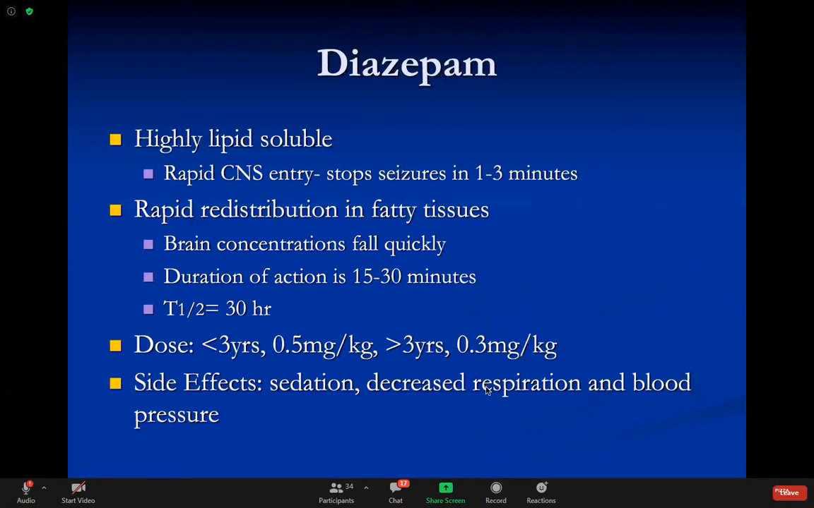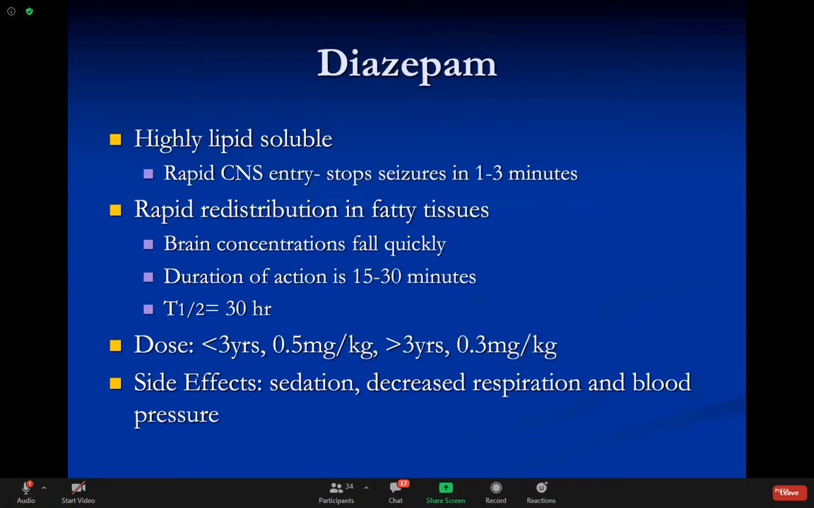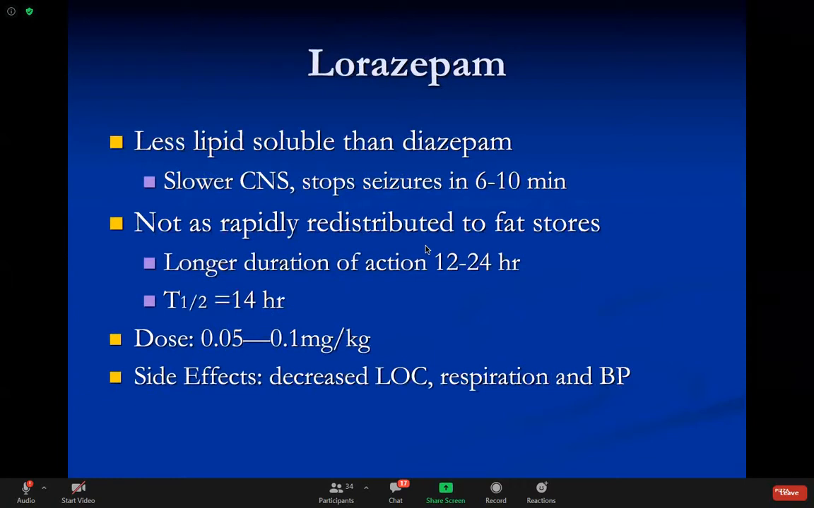The diazepam is highly lipid soluble and has rapid distribution in fatty tissue. Usually ends up at about a 5 milligram dose, 5 to 10 milligrams. Lorazepam is less lipid soluble. Stops seizures in about 6 to 10 minutes. All right. Has a longer duration of action.